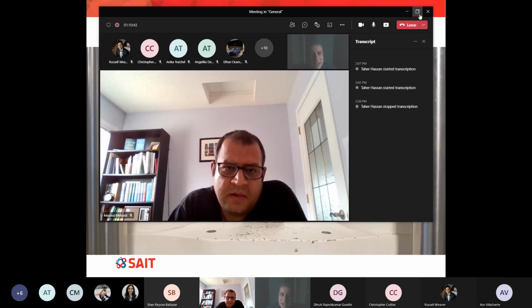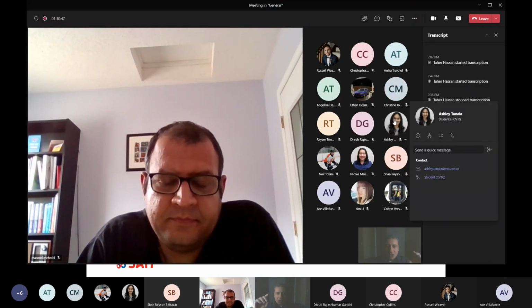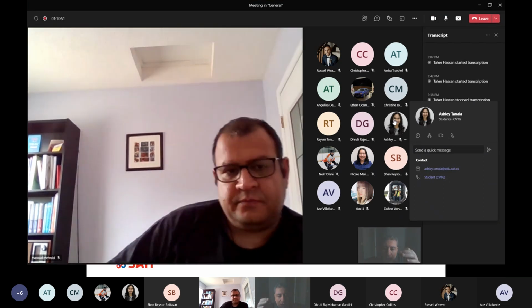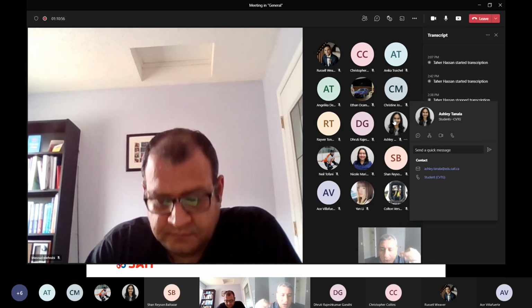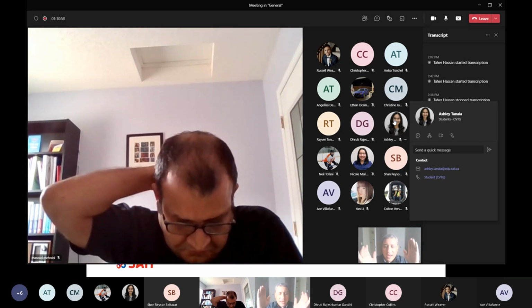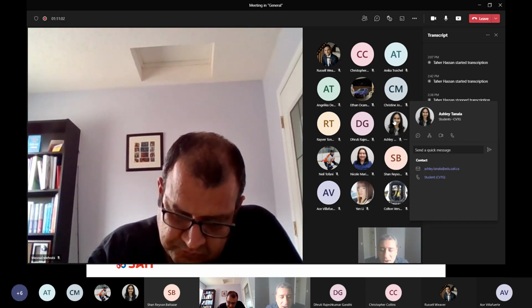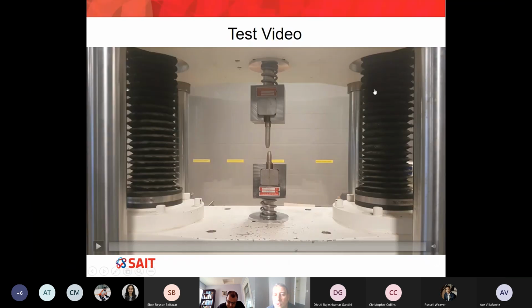So what happened here is, as I said, we remove this device just before the failure, but as soon as we do that, something is going to happen. If you notice from the video, the cross section of the specimen will get smaller and smaller, creating a neck, okay, a neck. This part is called necking, and then right after necking, the specimen will simply snap and will fail.